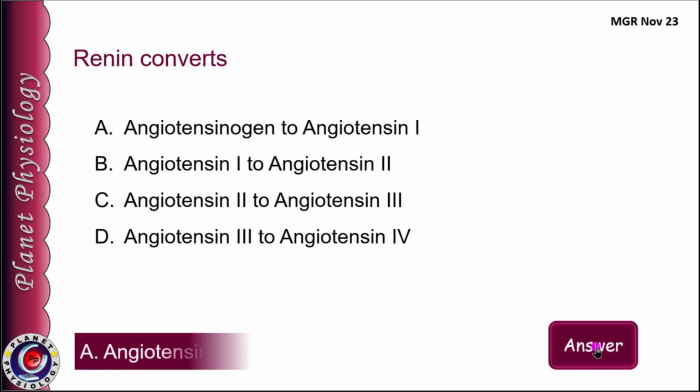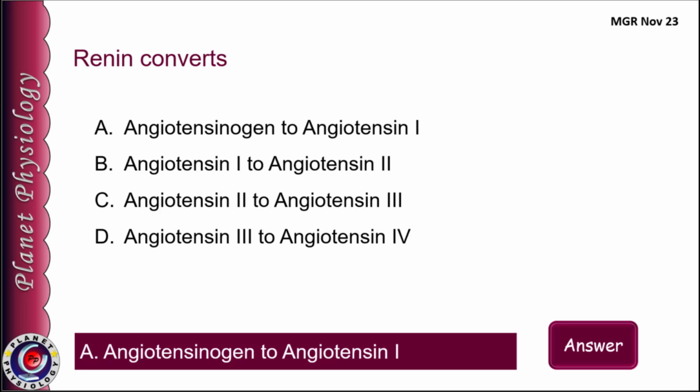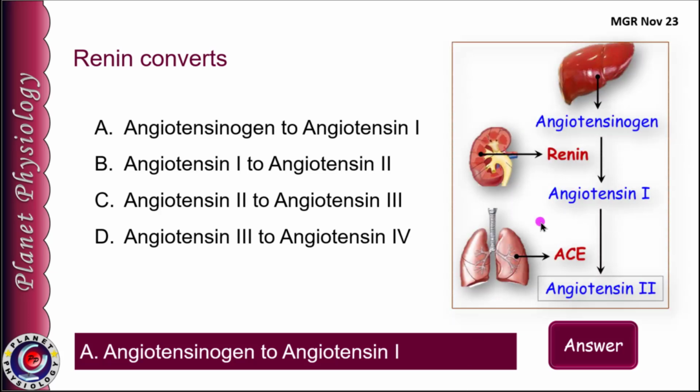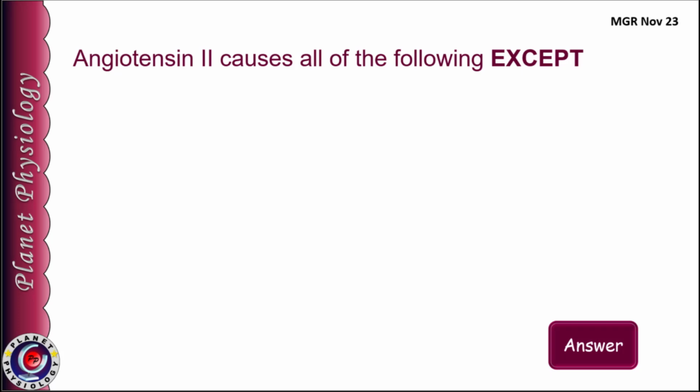Correct answer is option A. Renin converts angiotensinogen to angiotensin 1. Conversion of angiotensin 1 to angiotensin 2 occurs by the enzyme angiotensin converting enzyme, that is ACE, which is predominantly found in pulmonary capillaries.